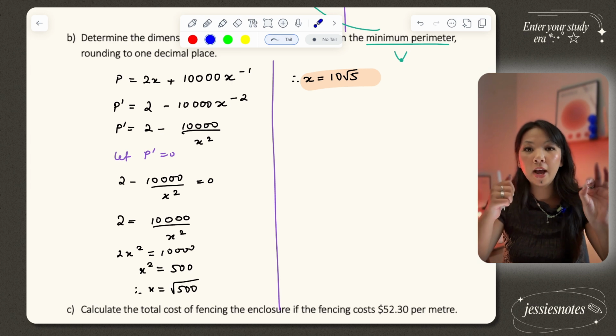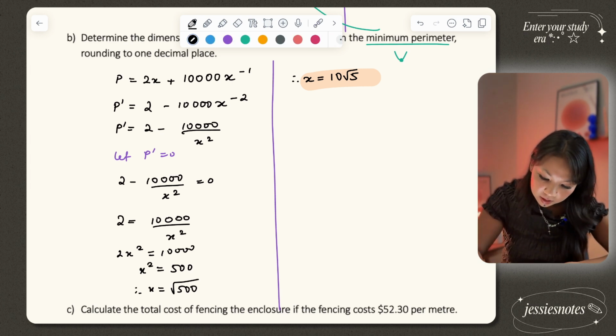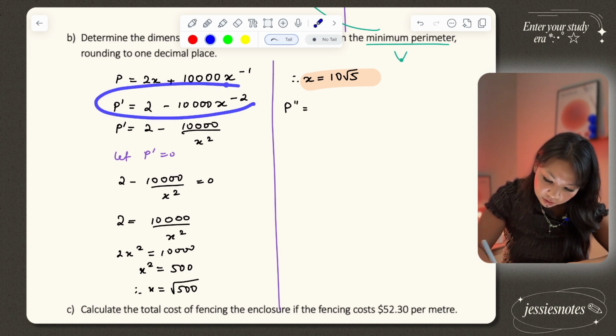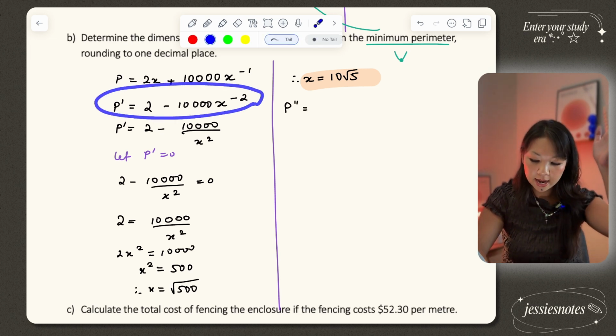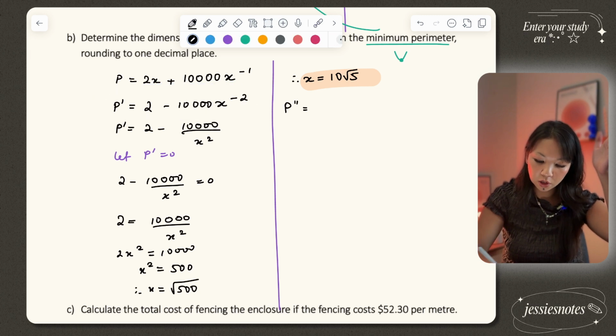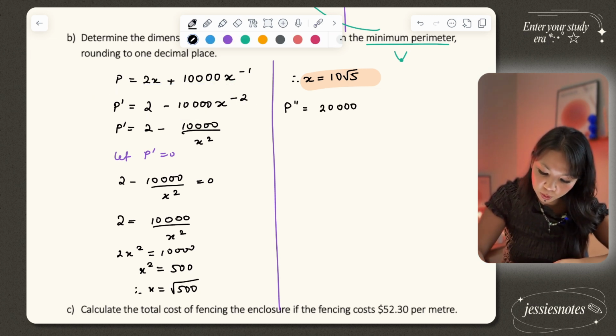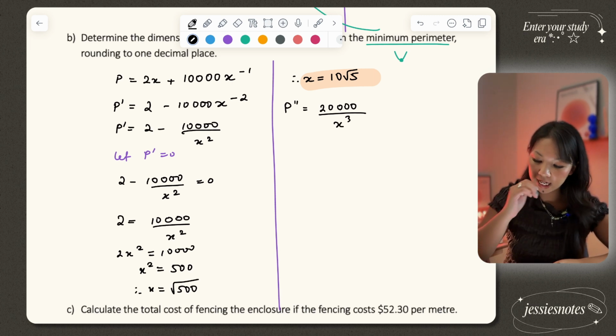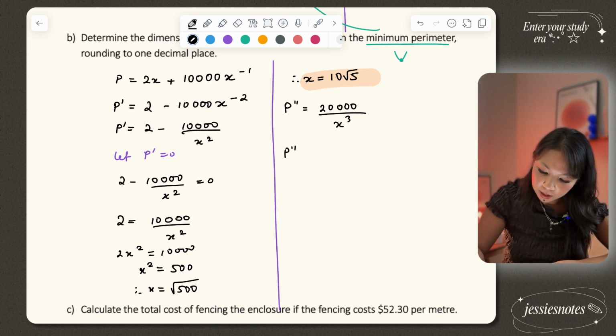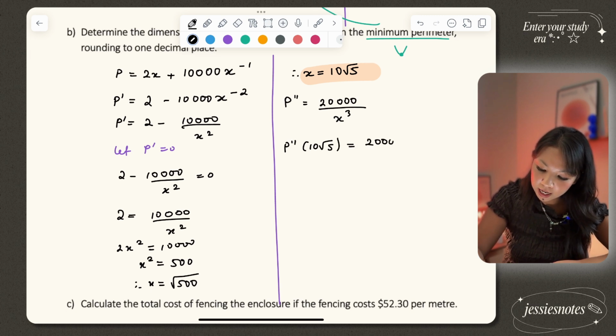But we want to find the minimum turning point. So now you want to find the second derivative. If I differentiate my first derivative, I'm going to differentiate this form. The 2 is going to go away. Now the negative 2 is going to multiply to the constant out front. It's going to give me positive 20,000 x to the power of negative 3, which I bring down. And now I'm going to plug in our stationary point of 10 root 5.